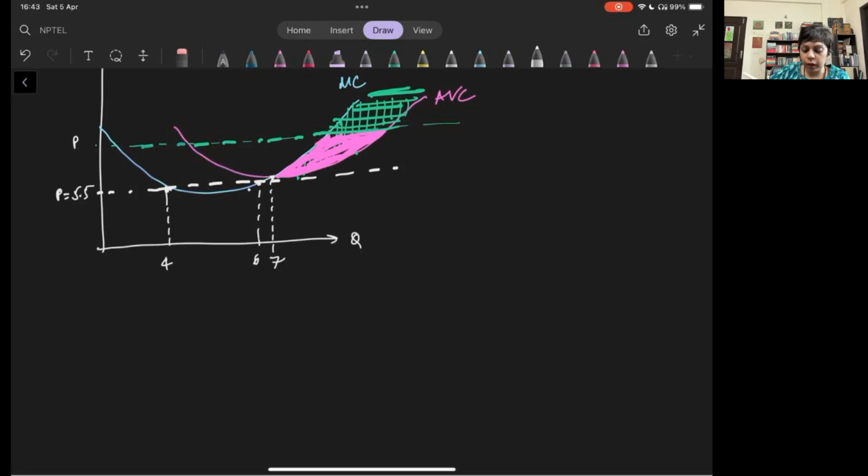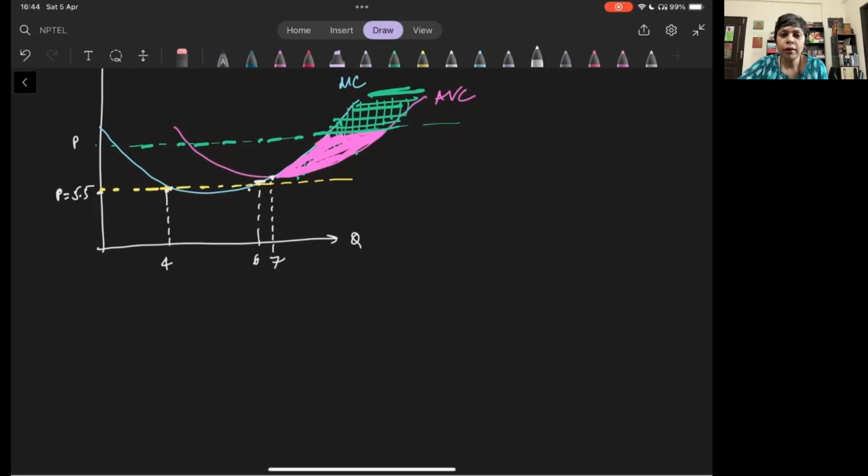At Q equal to 7 in our diagram, let me change this to some other color because this is ugly. I think you understand what I'm trying to draw. Let's say this is the P equal to 5.5 line, this yellow line. So in our case, in this entire region where marginal cost is equal to P equal to 5.5, marginal cost is lower than the average variable cost.